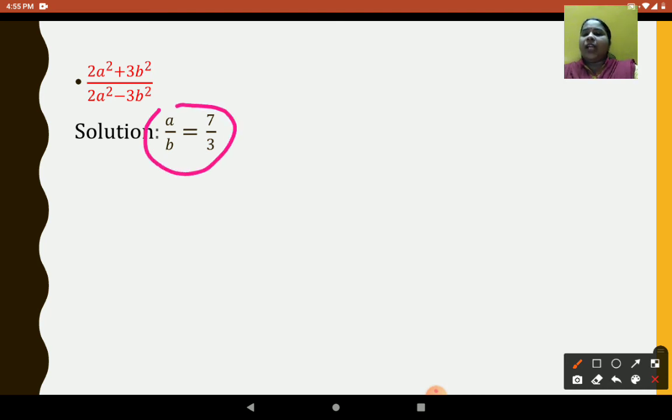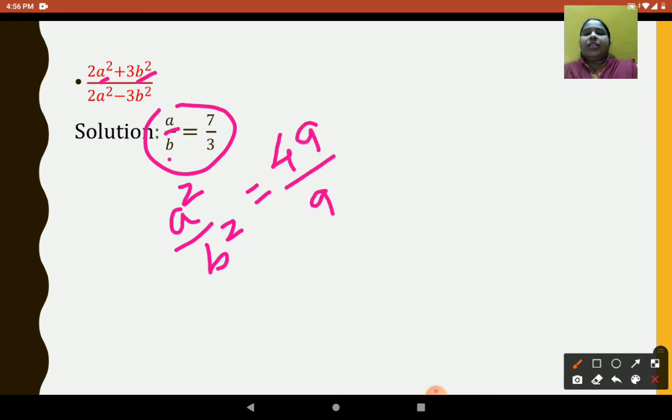From here, how will I get this question? First thing is, look at a and b. In the question, it is in the form of a square and b square. Correct? So our first step should be squaring on both sides. So this will be a square upon b square. 7 square is 49 and 3 square is 9. See, there is no hard and fast rule that I'll tell you learn this and do it in the exam. Depending upon the question, you have to decide the steps.